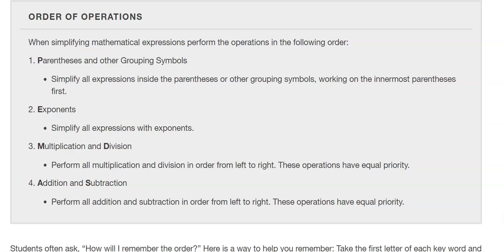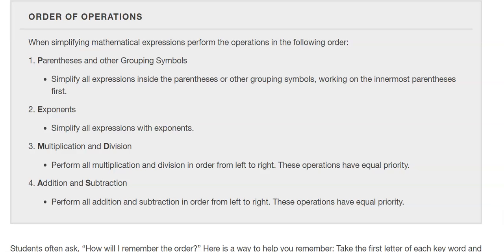Multiplication and division come together because you know how they are related, right? So we will perform all multiplication and division in order from left to right. These operations have equal priority. That is very important for us to remember, because when you read your expression from left to right, if multiplication comes first, then you will do multiplication. If division comes first, that's the first thing you'll do. So you really want to make sure that you perform these operations in order from left to right.